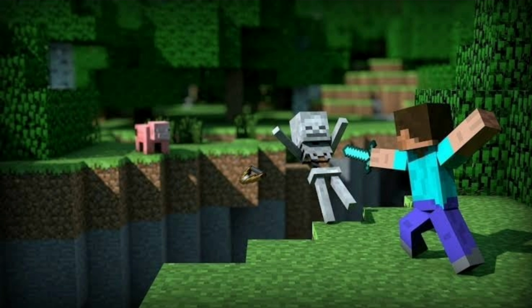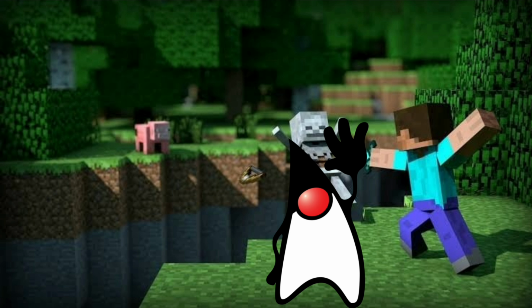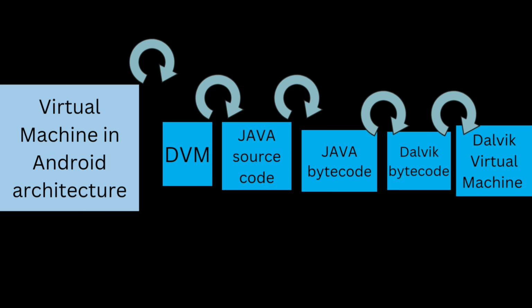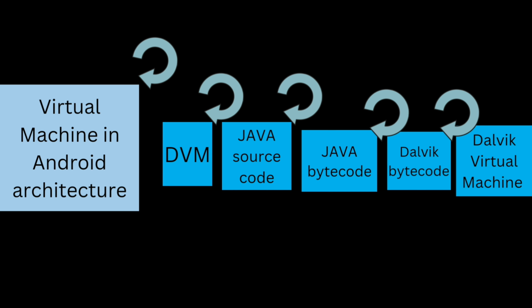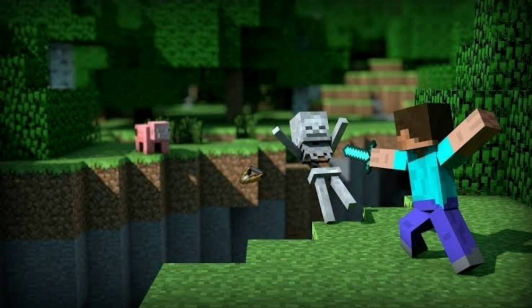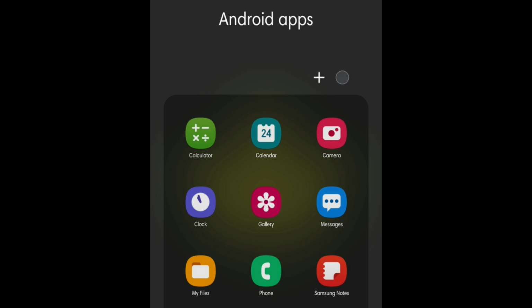Now, let's look at some real-world examples. Ever heard of Minecraft? Yep, that's powered by Java and the JVM. How about Android apps? Most of them are written in Java and run on a type of JVM called the Dalvik virtual machine.